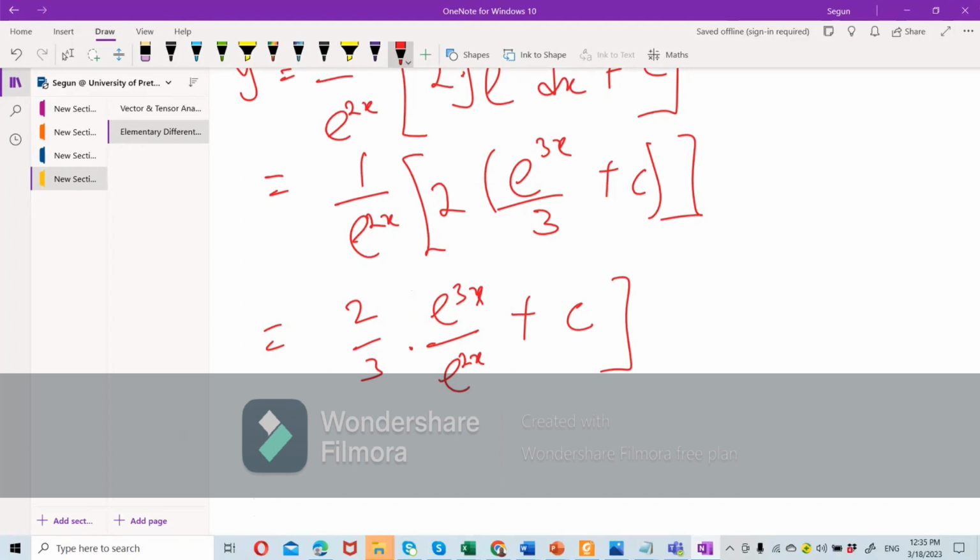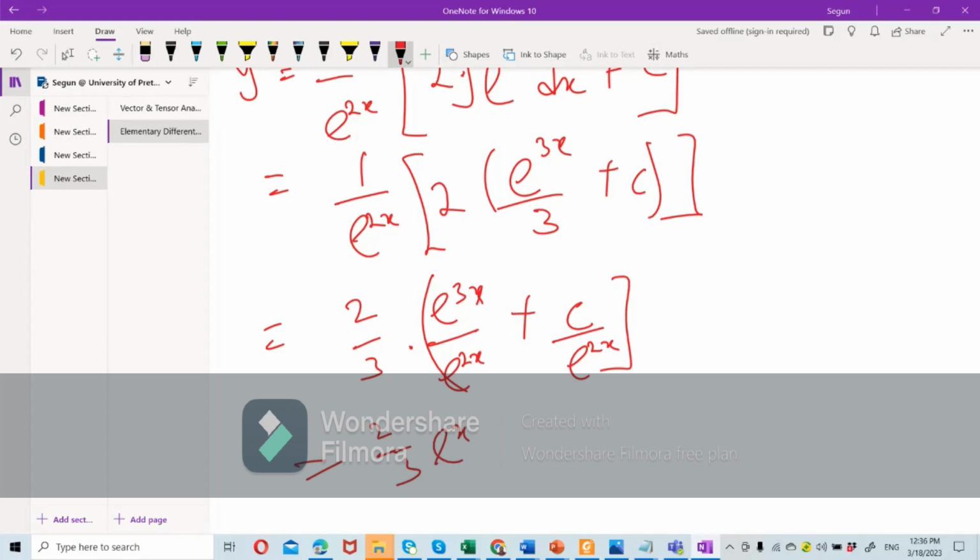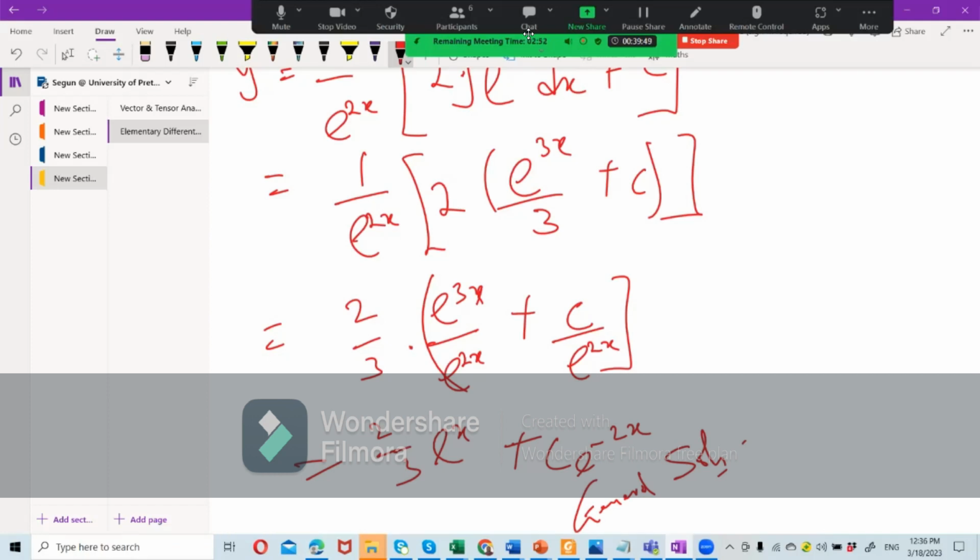Any questions so far? So what you need to do now is set 2 over 3. When you divide this, you have exponential x plus c exponential minus 2x. Any question? That is our general solution. Any question, please? Silence means no question.